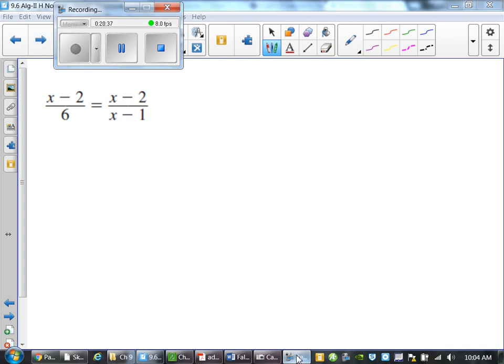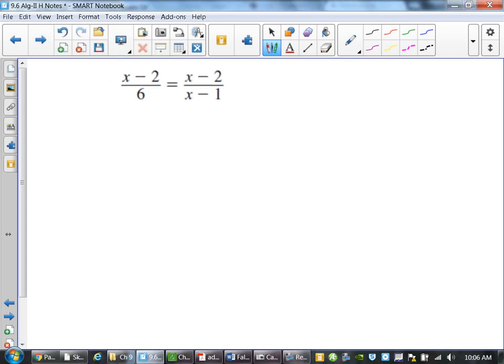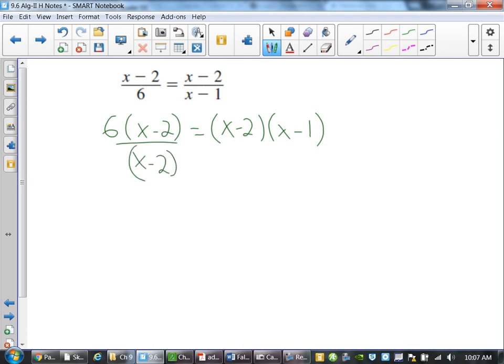All right, cross multiply in this case, again, fraction equal to fraction. So you have 6 times the quantity x minus 2 equals x minus 2 times x minus 1. Now, how many of you guys multiplied everything out? There's no point, because you can do this. Oh, you know what? I did. I did it the long way. Still got the right answer.